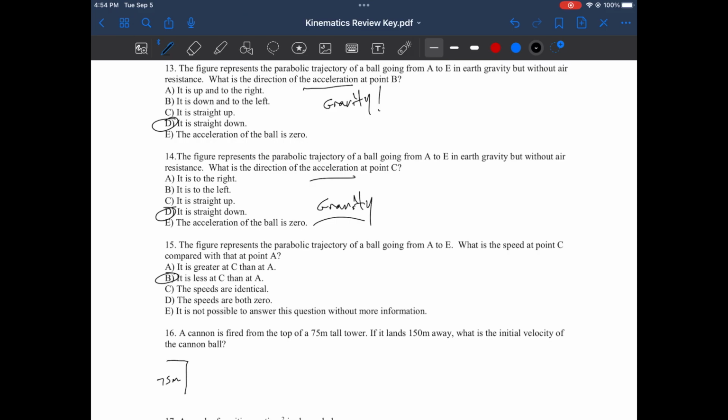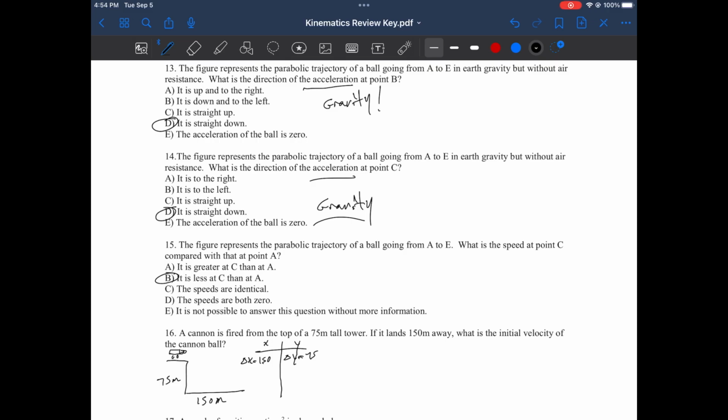A cannon is fired from the top of a 75-meter tall tower. If it lands 150 meters away, what is the initial velocity of the cannonball? So what variable is it looking for? Well, if it didn't give us an angle, there must not be one. It's shooting it horizontally. If it's the initial velocity of the cannonball and the cannonball is initially going horizontal, it's looking for Vx. That's the only way we can explain it.